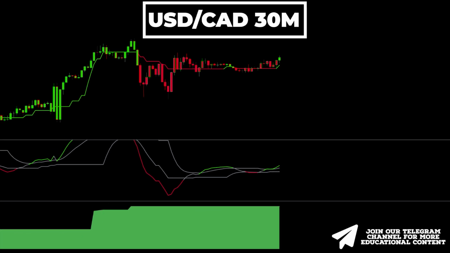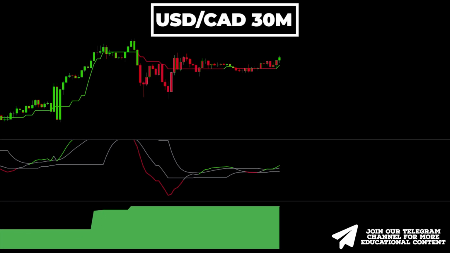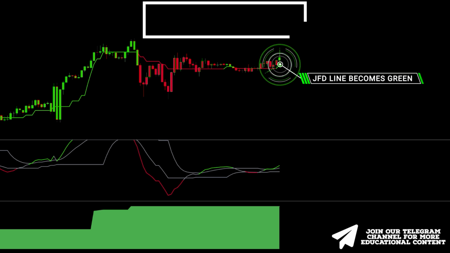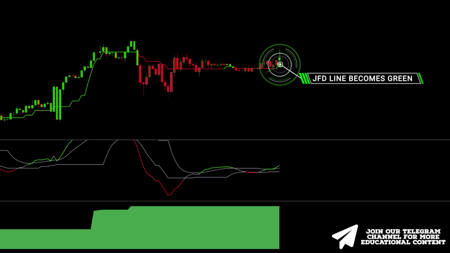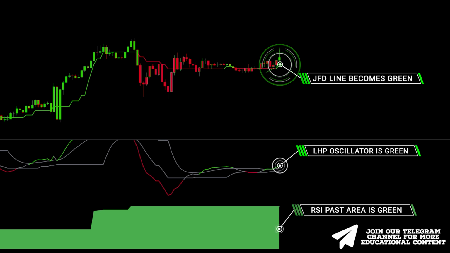Here's $CAD, a 30-minute time frame. As you can see, the JFD adaptive indicator turns green right here, giving us an early bullish bias. Next, we can see that the Lyapunov-Hodrick-Prescott oscillator confirms the first step as the line is also green. Lastly, the RSI past area is green as well, so all trading rules are met.